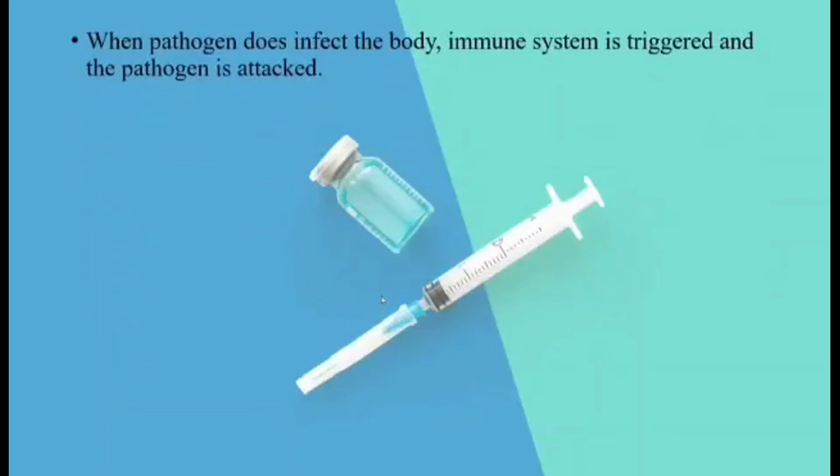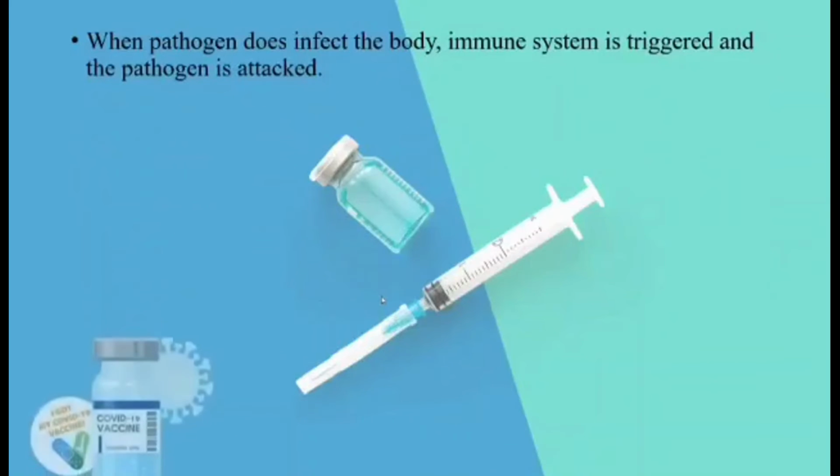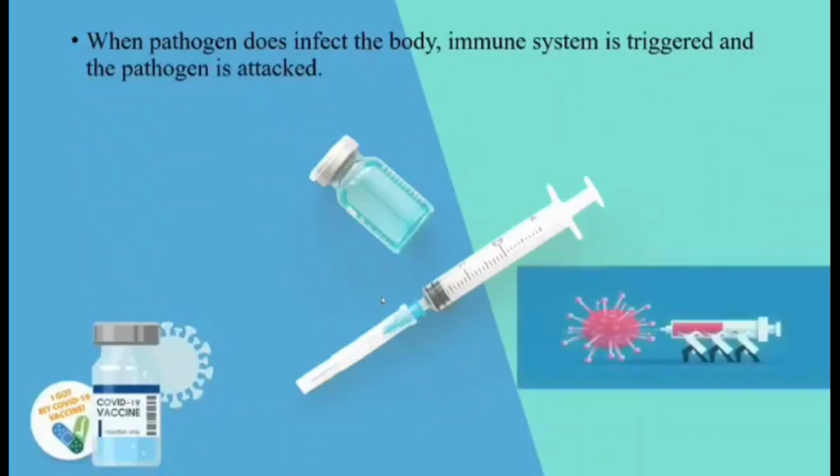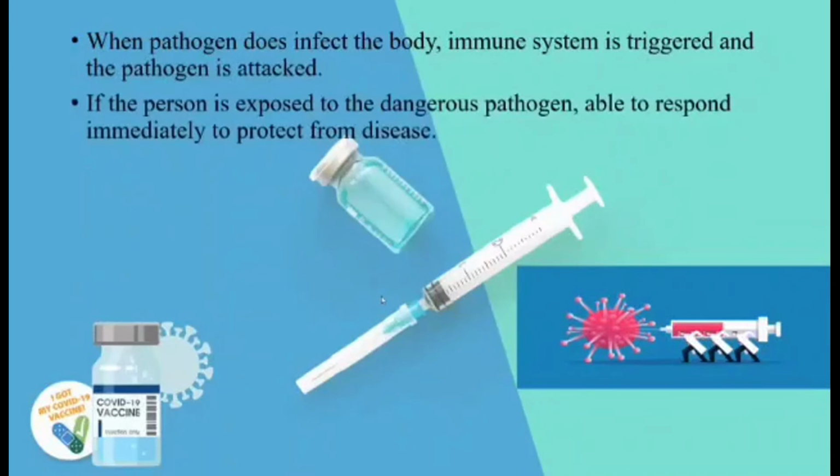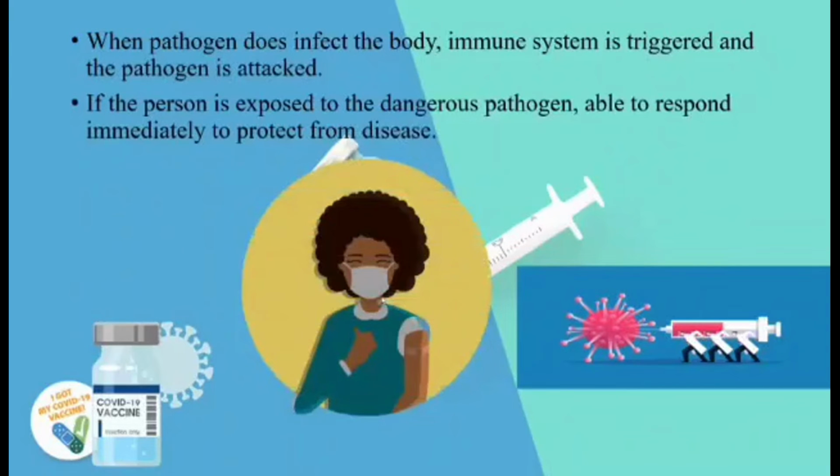When a pathogen does infect the body, our body's defenses, called the immune system, are triggered and the pathogen is attacked and destroyed or overcome. The vaccines train your immune system to recognize and clear out the virus before it makes you seriously ill. This means that if the person is exposed to the dangerous pathogen in the future, their immune system will be able to respond immediately, protecting against disease.